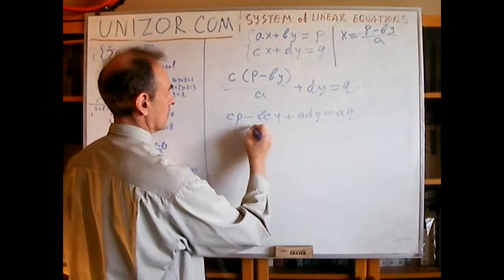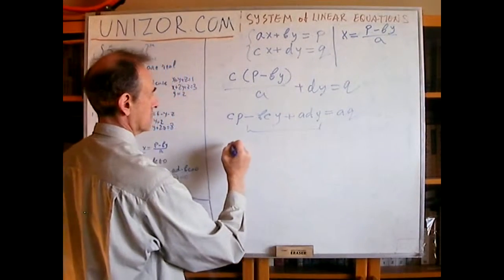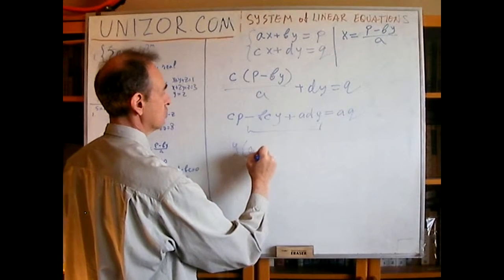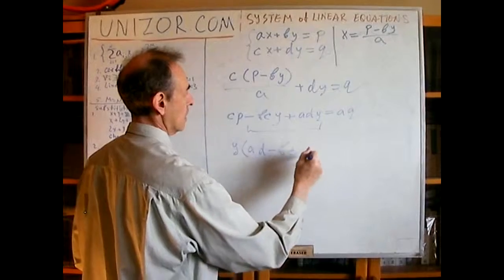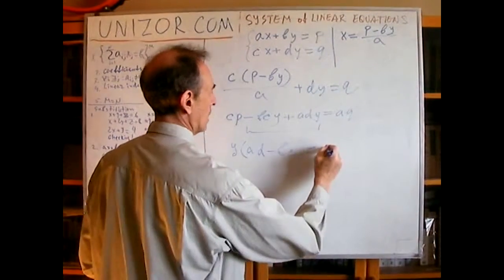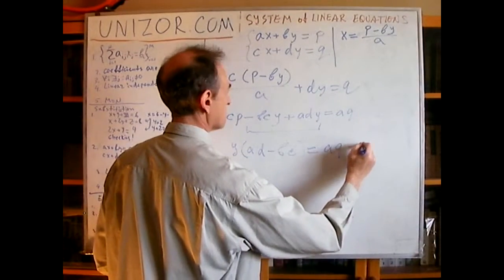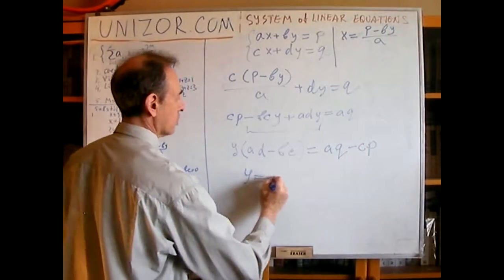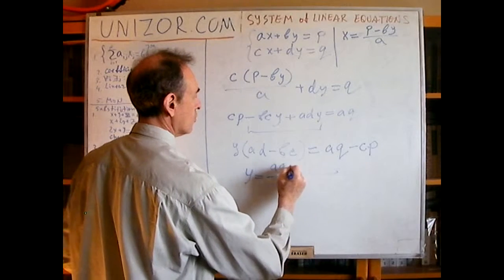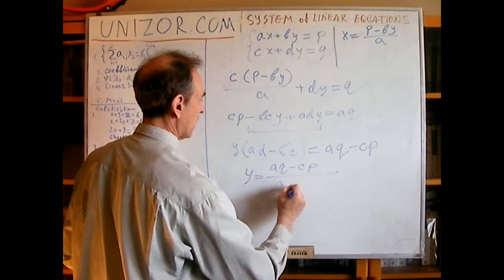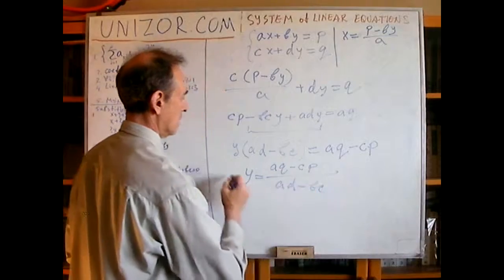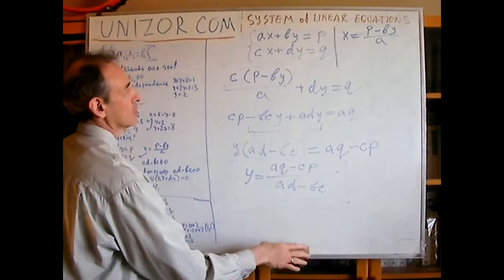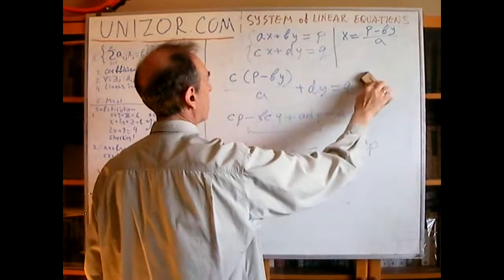Multiply by a, open the parenthesis, cp minus bcy plus ady equals aq, from which I can say that y times ad minus bc equals aq minus cp, from which y is equal to aq minus cp divided by ad minus bc. So this is the answer for y, and using this we can find the x.